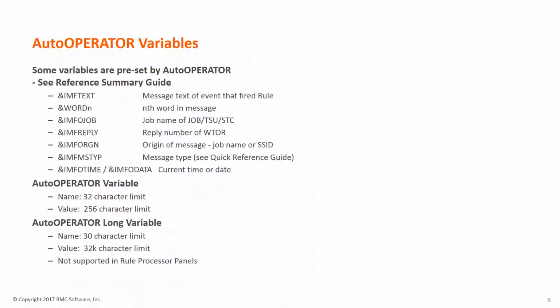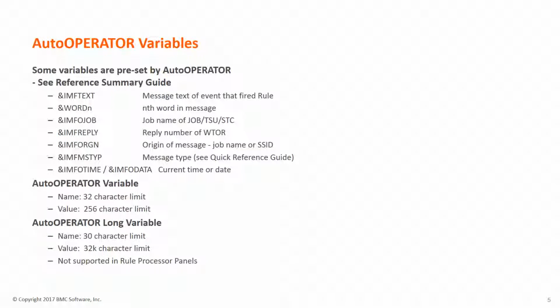Auto Operator populates many variables when events occur in the system. You can see the Auto Operator documentation for a complete list or refer to the online panel help. Here are some examples. There's one called IMF text that contains the message text for an event that fires the rule. There are variables that start with word followed by some number that are the parsing of the words out of the message that caused the event. IMFO job is the name of the started task or job that caused the event to occur. IMF reply is the WTO number that may be associated with the message. IMF origin gives the name of who generated the message, either a job name or a subsystem ID, and so on and so forth.